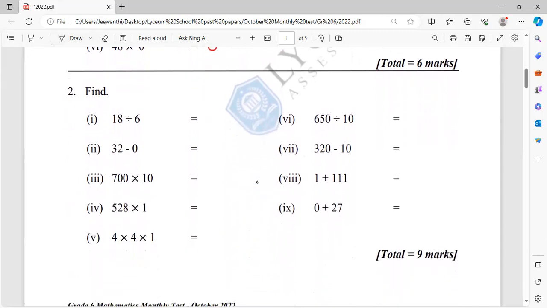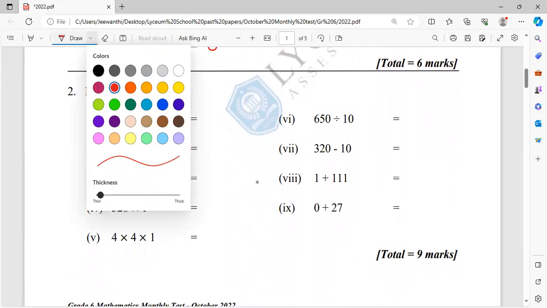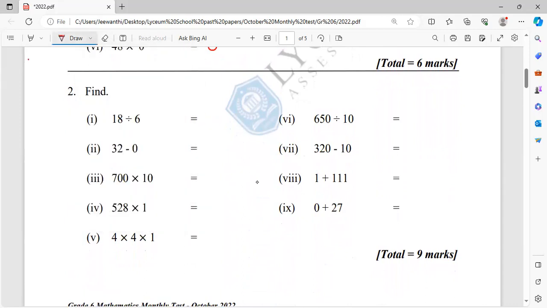Again, in question number two, you have sub-questions related to the basic math operations: division, multiplication, addition and subtraction. 18 divided by 6, what is the answer, children? It is 3. And from 32, you are deducting 0. That means you have 32 pens and you are not giving anything away, so you have the same 32. The answer will be 32.